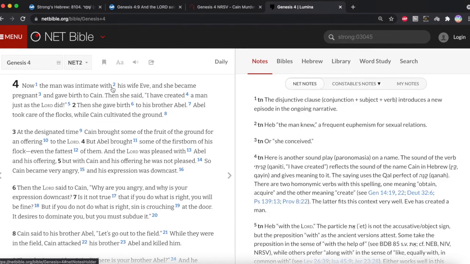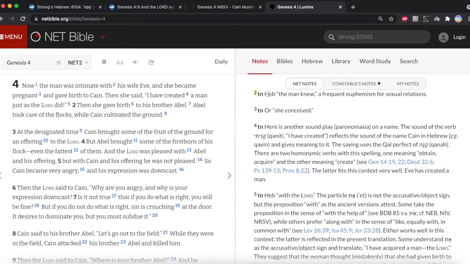This is my favorite. If it starts with TN, that means it's a translator's note, and it's going to tell you something about the Hebrew that you might not know if you don't know Hebrew, right? So again, "Now the man was intimate with his wife Eve." If you follow the footnote there, it tells you that in Hebrew, what's in quotes is what it more literally says, which is just "the man knew," a frequent euphemism for sex, right?